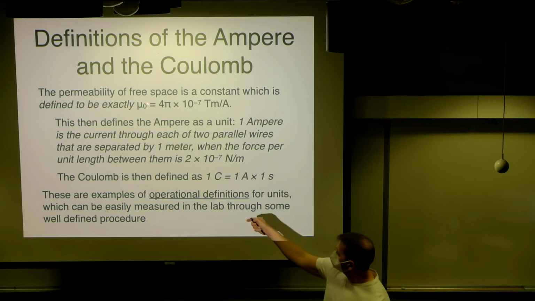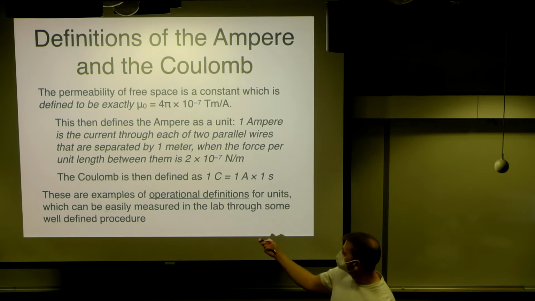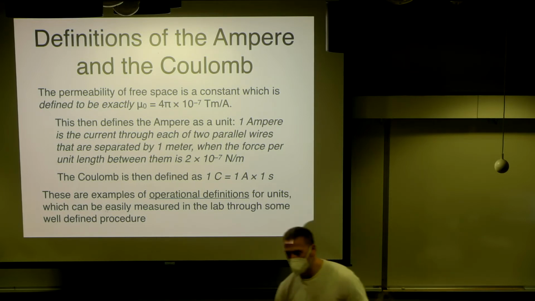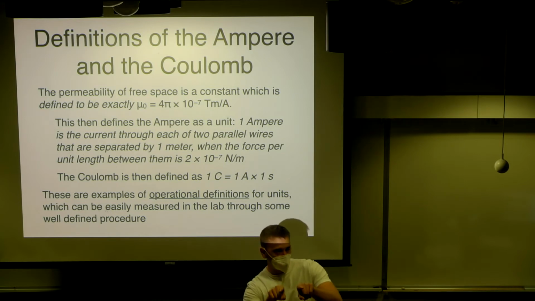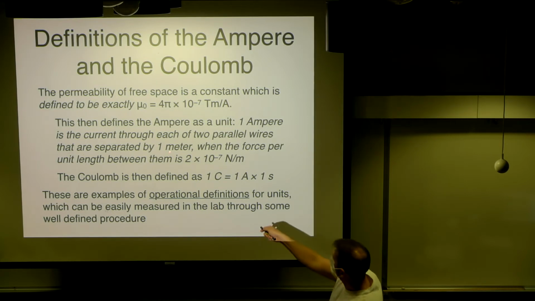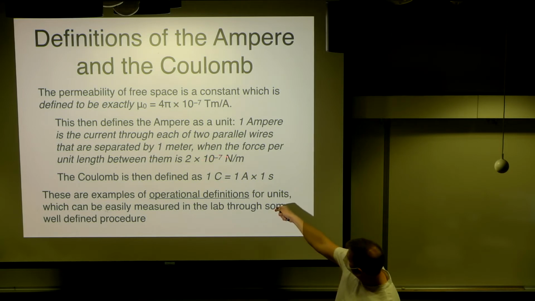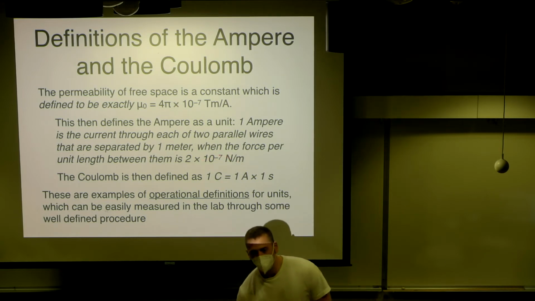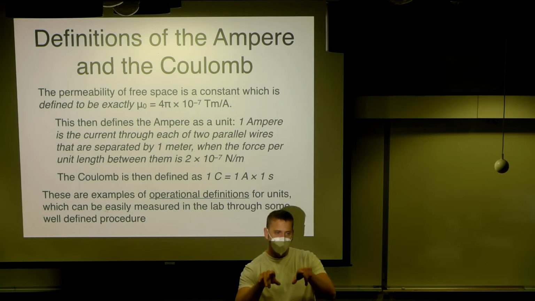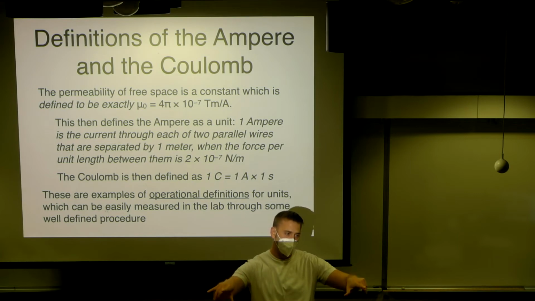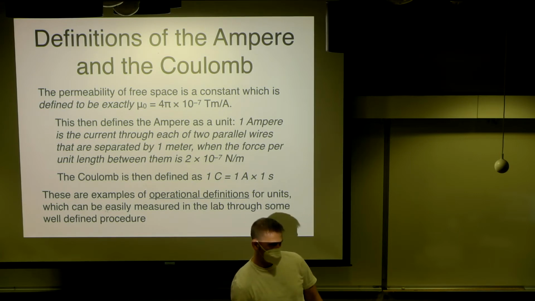So for example, if this is what mu naught is, that defines what the ampere is. The definition of an ampere is how much current would be flowing through two different wires parallel to each other, if they're separated by 1 meter, such that the force per unit length between them is 2 times 10 to the minus 7 newtons per meter. So it's basically how much current you have to run through two wires, which are separated by a certain distance, to get a certain force. That's how the ampere is defined.